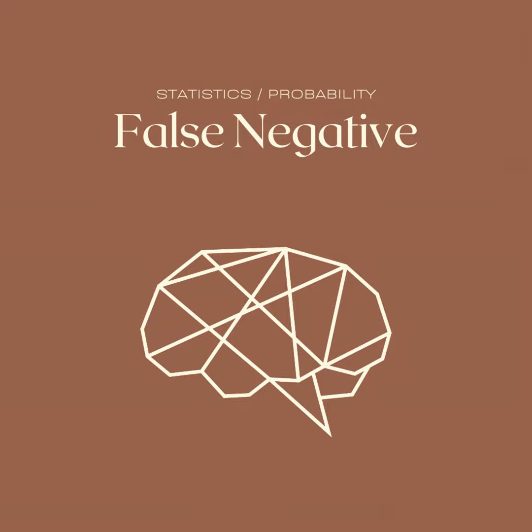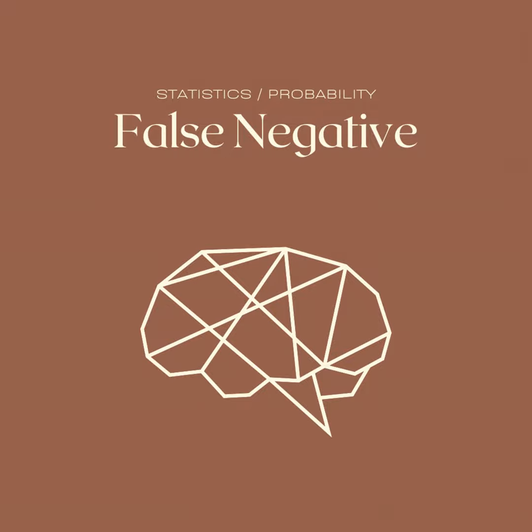In statistical terms, a false negative is also known as a type 2 error. It occurs when we fail to reject a null hypothesis that is actually false. But don't worry if that sounds too technical. The practical implications are what really matter here.